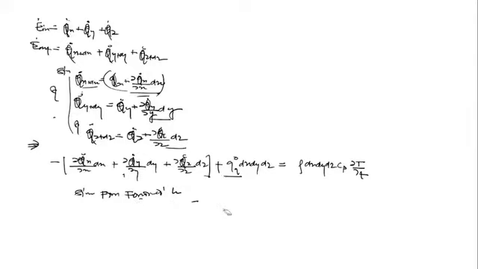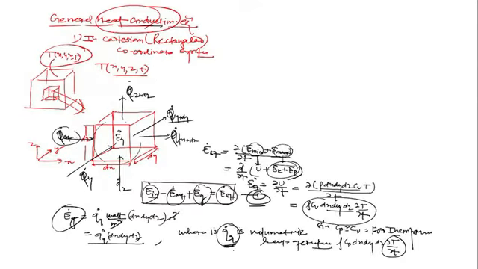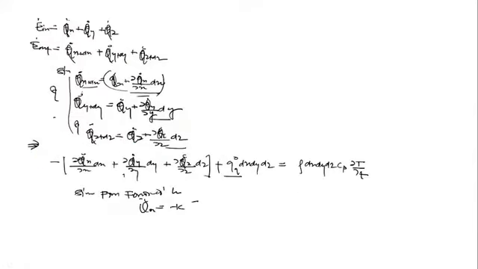Now, from Fourier's law, what is q dot x, minus k into what area? What is the area normal to the direction of heat transfer? From this figure, what is the area in the x direction? Mr. Prajot? dy dz, yes. So minus k into dy into dz into del t upon del x.